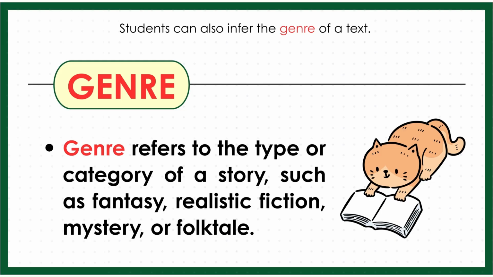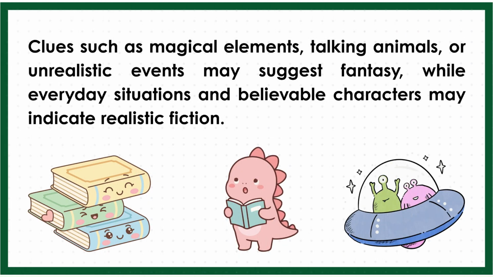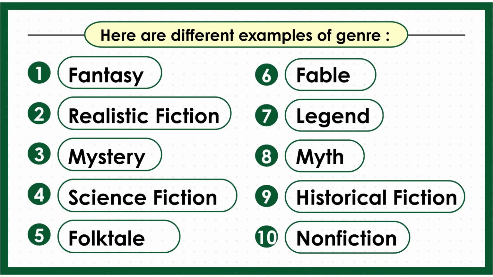Genre refers to the type or category of a story, such as fantasy, realistic fiction, mystery, or folk tale. Clues such as magical elements, talking animals, or unrealistic events may suggest fantasy, while everyday situations and believable characters may indicate realistic fiction. Here are different examples of genre: fantasy, realistic fiction, mystery, science fiction, folk tale, fable, legend, myth, historical fiction, and non-fiction.